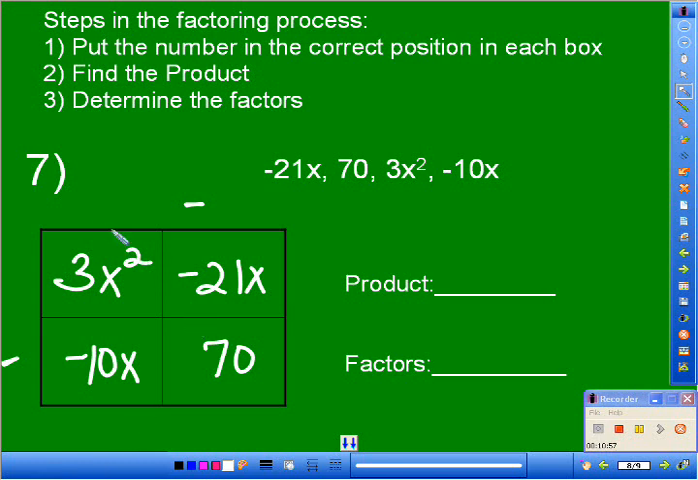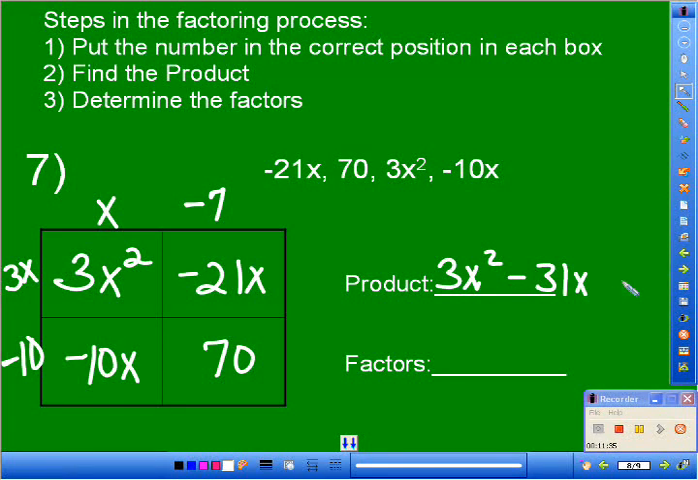Hopefully you were able to discover that this is going to be x. This is negative 7. This will then have to be 3x. Double check it. 3x times x is 3x squared. 3x times negative 7 gives me my negative 21. And my greatest common factor here is 10. Our product, 3x squared minus 31x plus 70.